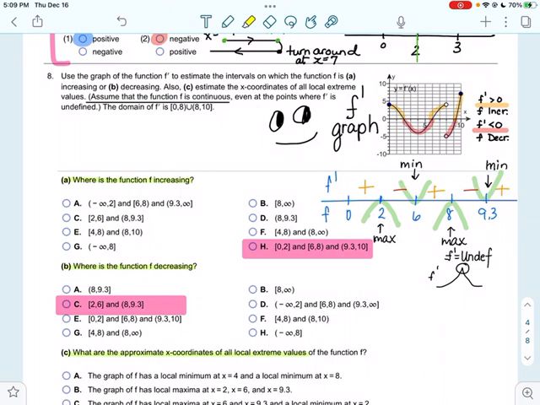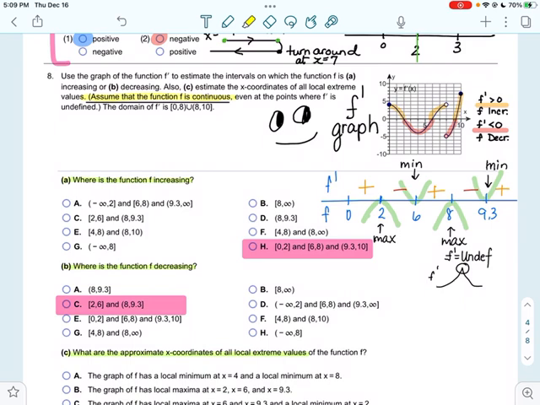So here, this is really important because we have a derivative, f prime, that is discontinuous. Sometimes students will think, oh, f doesn't exist at x is equal to 8. But it doesn't say that. It says assume the function is continuous, even at the points where f prime is undefined. The domain of f prime is from 0 to 8, including 0, and then from 8 to 10, including 10. Okay, so with that.